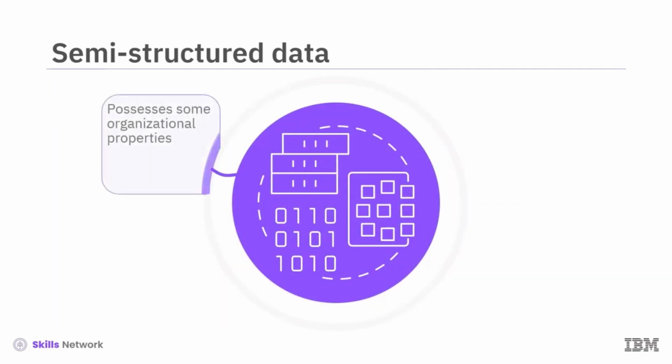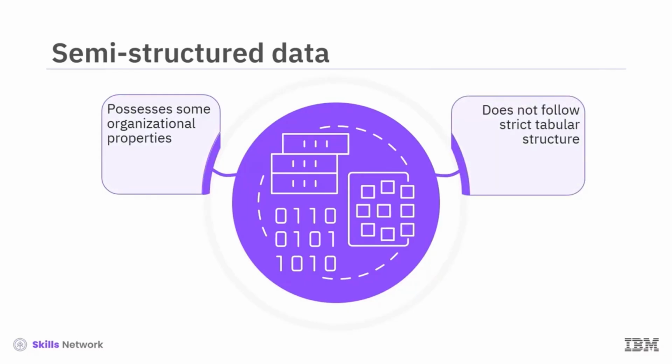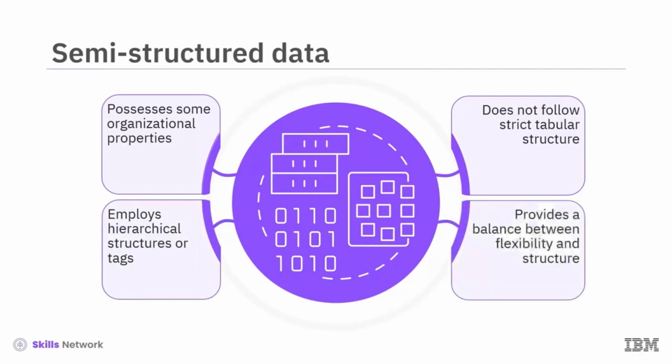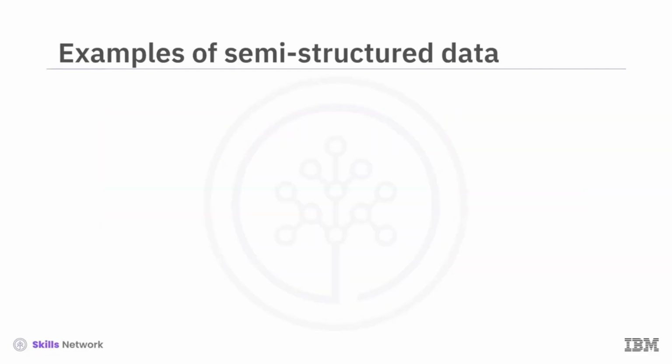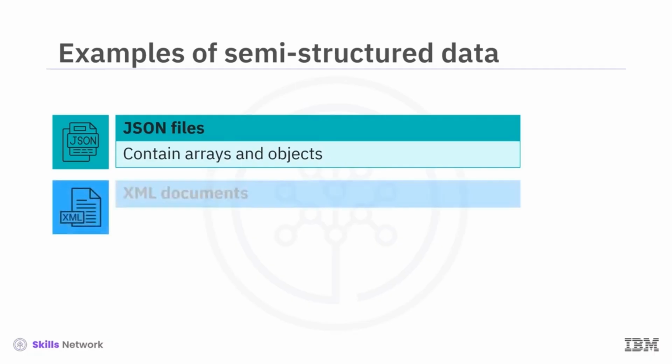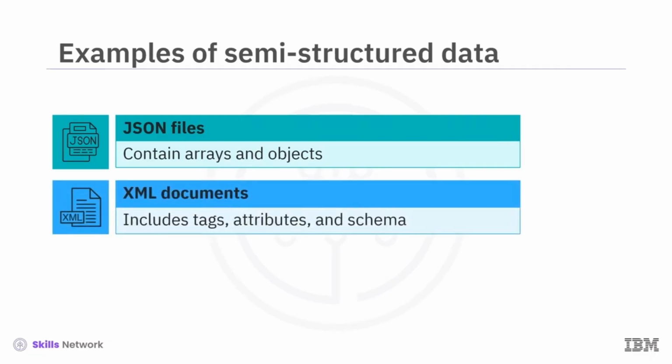This type of data possesses some organizational properties, but does not adhere to a strict tabular structure. It often employs hierarchical structure or tags to organize information, providing a balance between flexibility and structure. Examples of semi-structured data include JSON files, which contain arrays and objects, using specific tags or keys to mark different data elements. XML documents define data structure using tags, attributes, and schema.